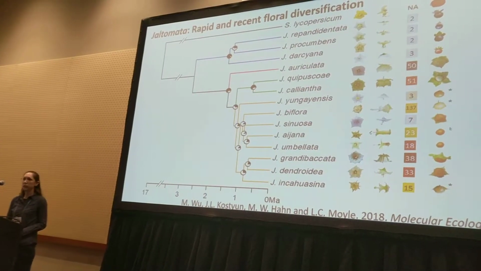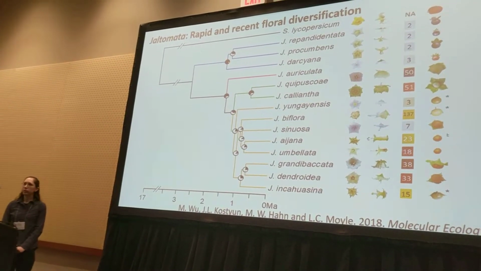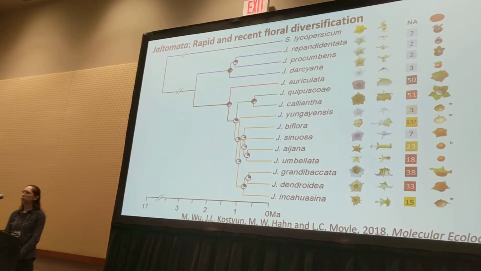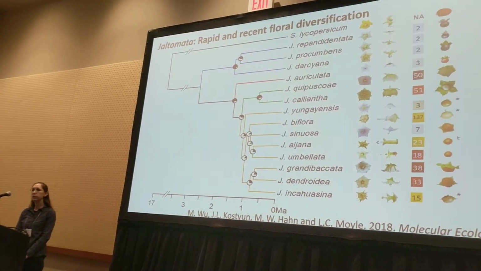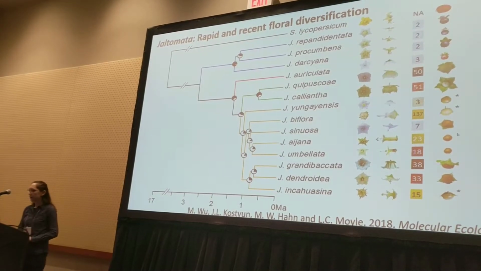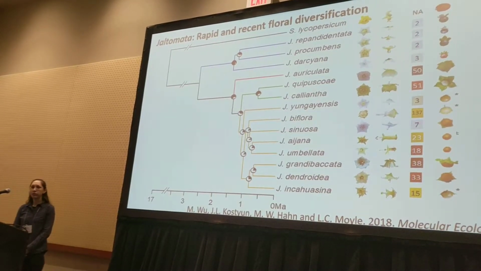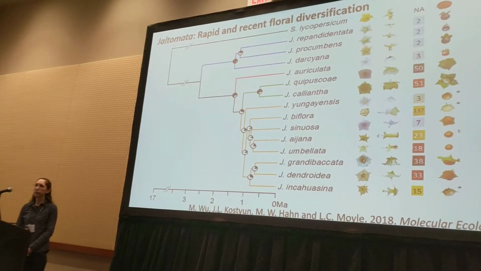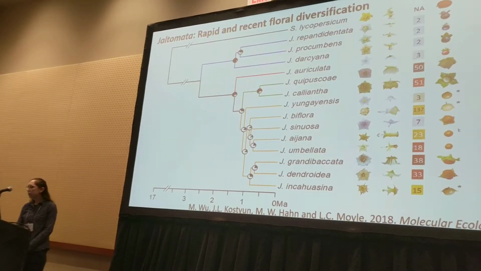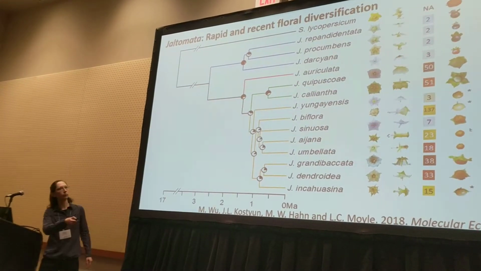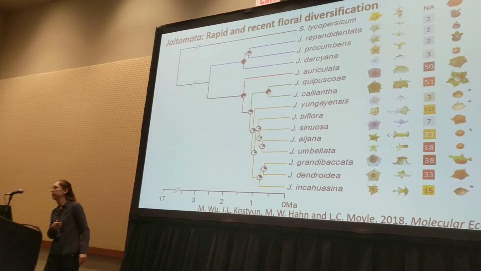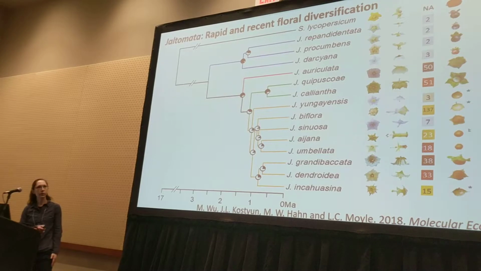Based on phylogenomic analyses. Here we use whole transcriptome data sets to reconstruct the evolutionary relationships among 14 representative species in the group. Together with a previously published fossil calibrated molecular phylogeny of the family, we estimated that Jaltomata diverged from Solanum within the last 17 to 20 million years.